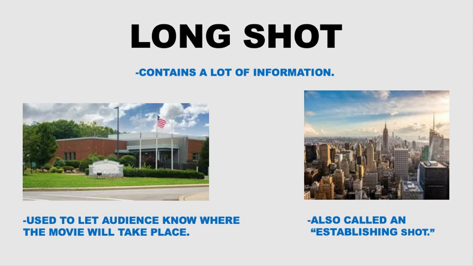So if you look at the shot example on the left, we would be able to figure out that this probably is going to be taking place at a school. Whereas the shot of New York would indicate to us that we're probably going to be in Manhattan for this movie. So a long shot, a lot of information, and it's very often early in a film and it sets up where each scene is going to be taking place.